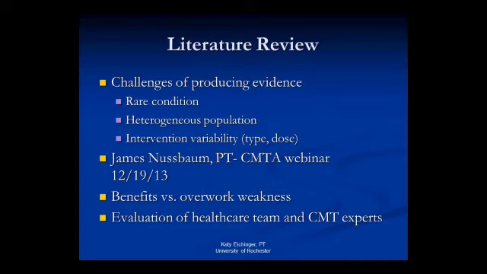CMT is considered a rare condition, so studies tend to be of small sample sizes, which limits the ability to detect differences between groups or to draw conclusions from the study. There are many different types of CMT, and even within the same type there are many different presentations of the disorder. So there are many differences between individuals, which makes it hard to study as well. And then it's really hard to standardize the intervention.